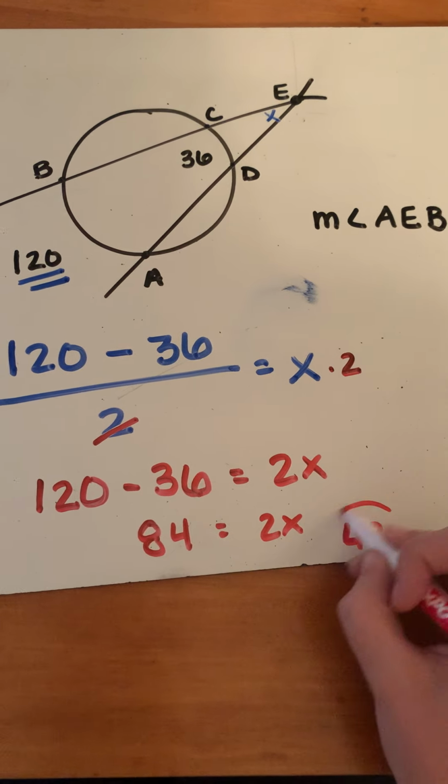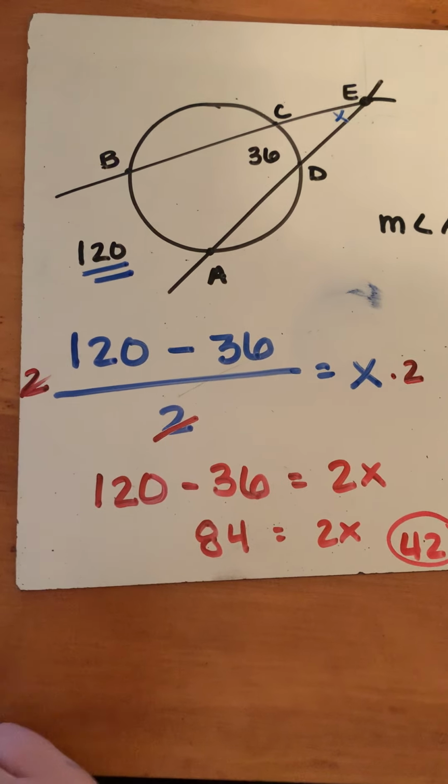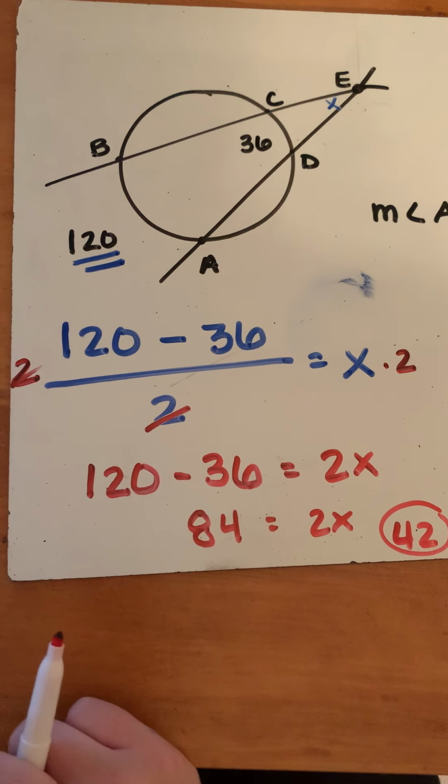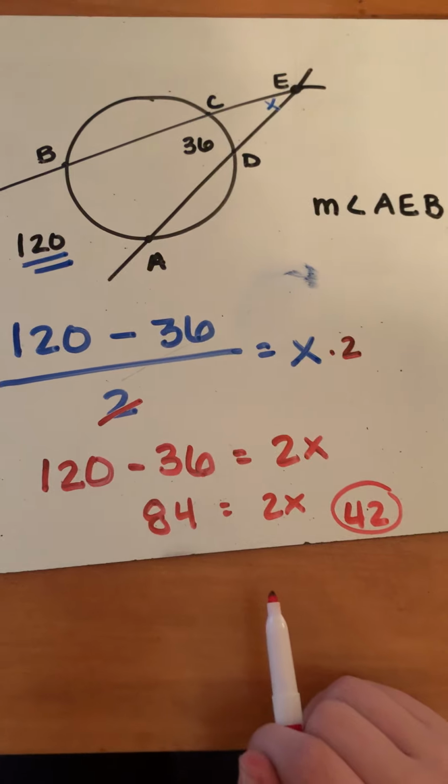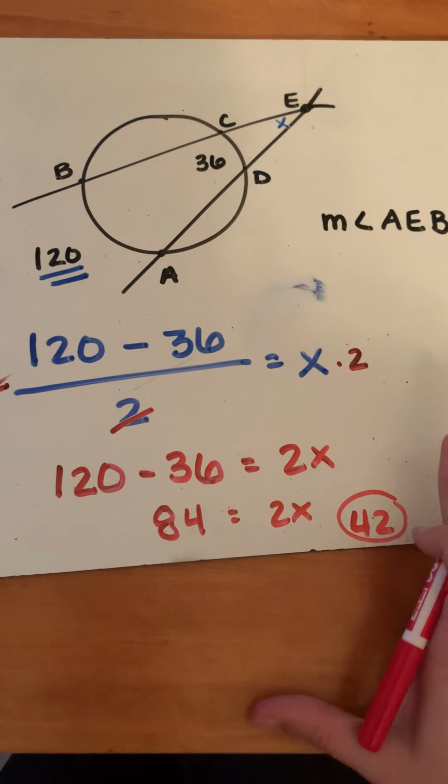Another thing you could do here is you could actually just do this math right here. I could say 120 minus 36, and I get 84. 84 divided by 2 is 42. So you don't have to solve it algebraically. You can kind of do whichever way you want. All right, another example.